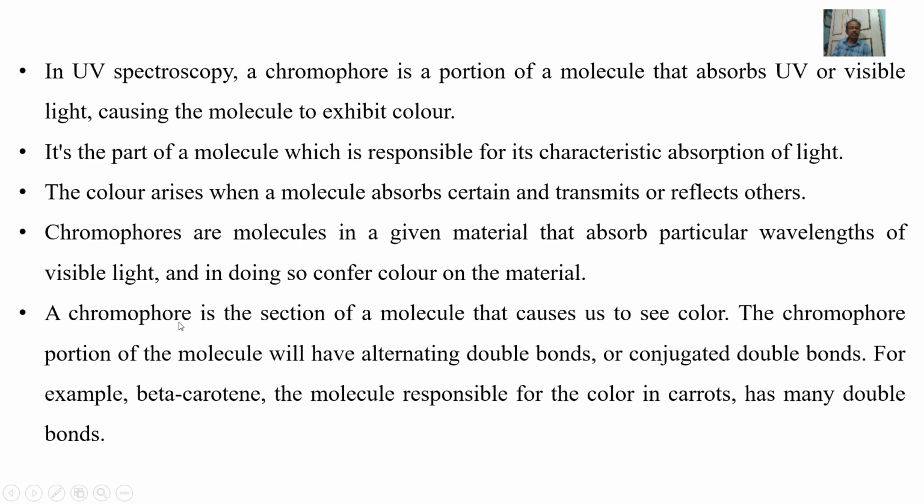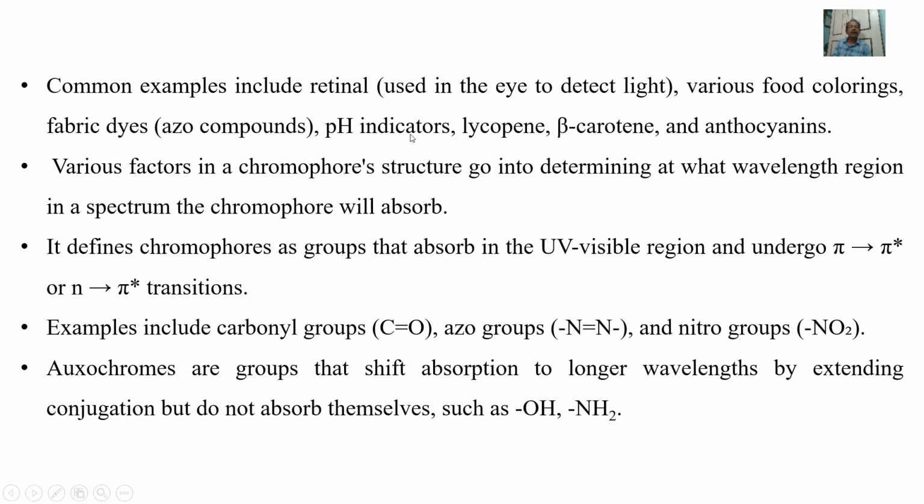A chromophore is a section of a molecule that causes us to see color. The chromophore portion of the molecule will have alternating double bonds or conjugated double bonds. For example, beta-carotene, the molecule responsible for the color in carrots, has many double bonds. Common examples include retinol used in the eye to detect light, various food colorings, fabric dyes, azo compounds, pH indicators, lycopene, beta-carotene, and anthocyanin.